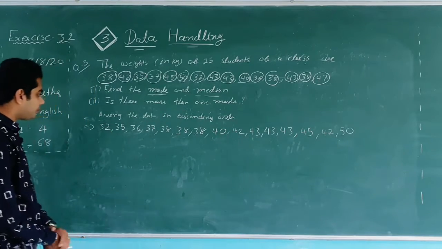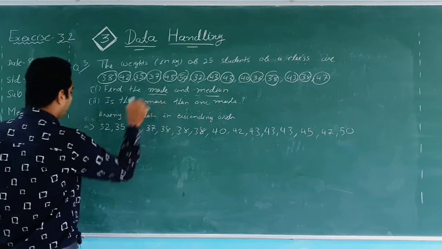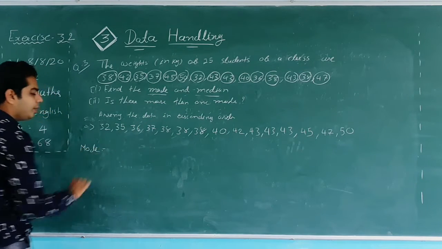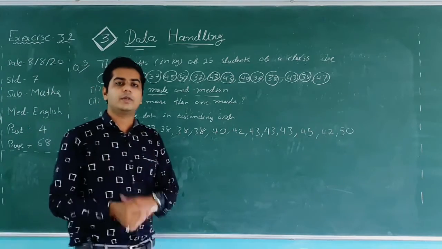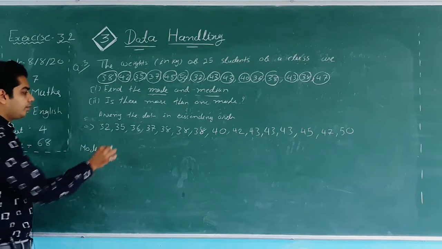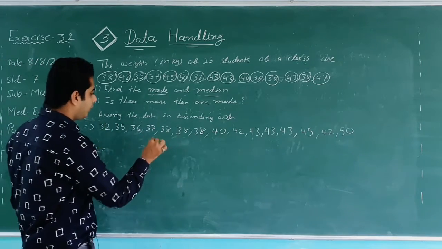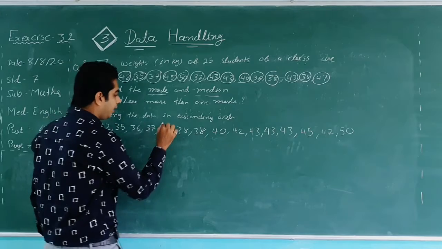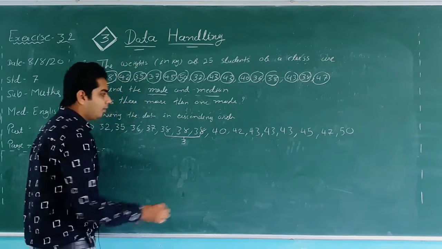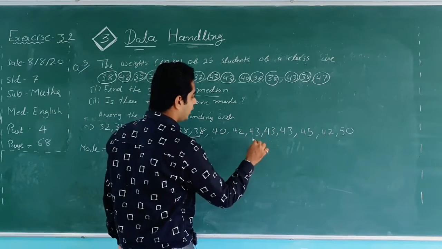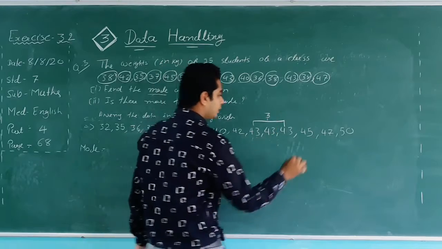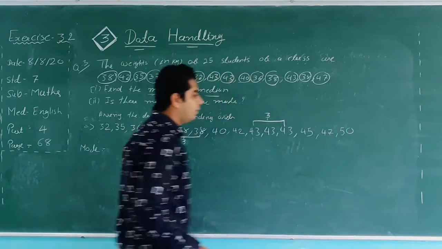Now what you have to do? The first thing I have to find is mode. So mode means the frequency of the data, and the frequency of the data means the most repeating number here. So here 32 is repeating one time, 35 one time, 36 is also one time, 37 one time. Now 38 repeating 3 times, 40 one time, 42 is also one time, 43 repeats 3 times, then 45 also one time, and 47 and 50 also one time.